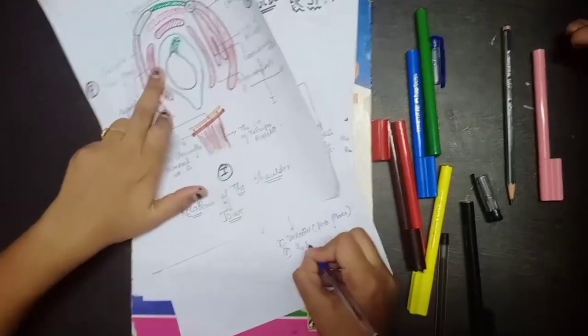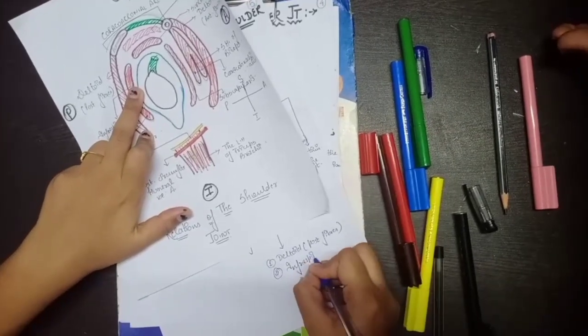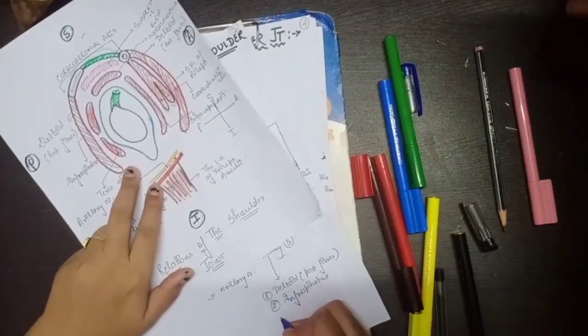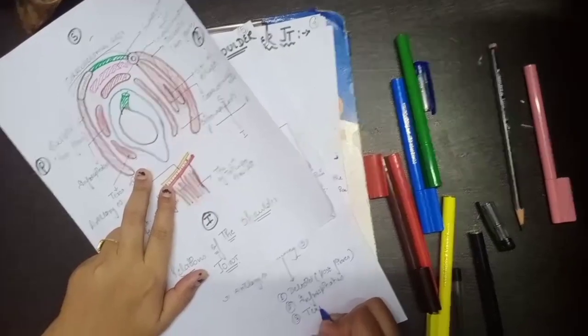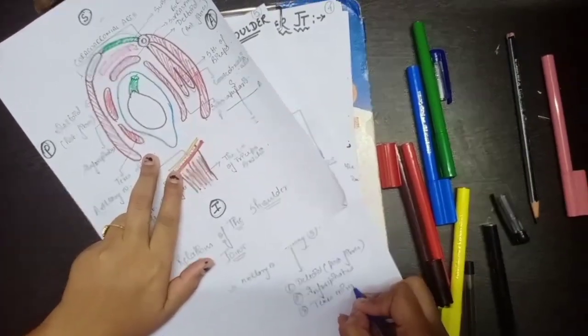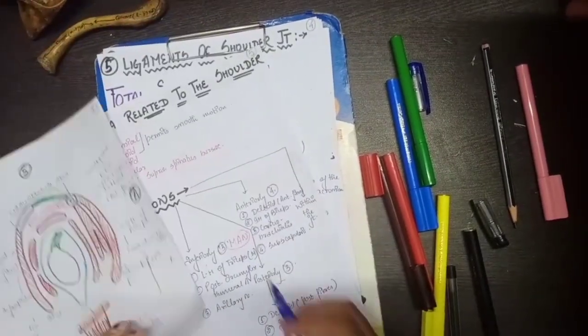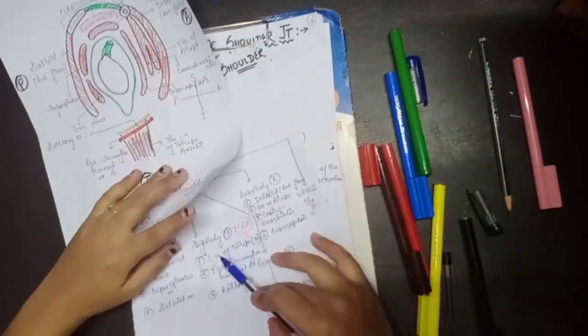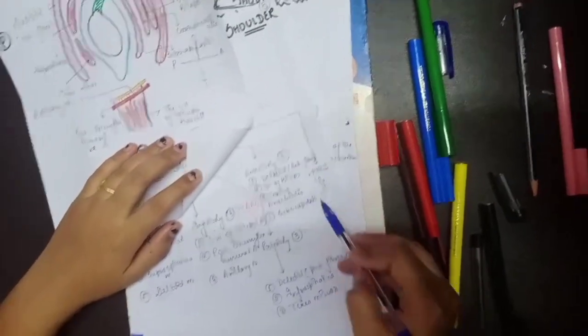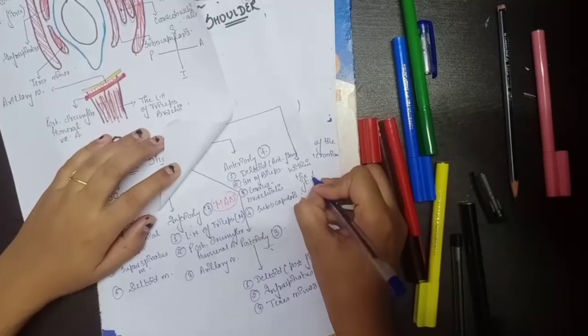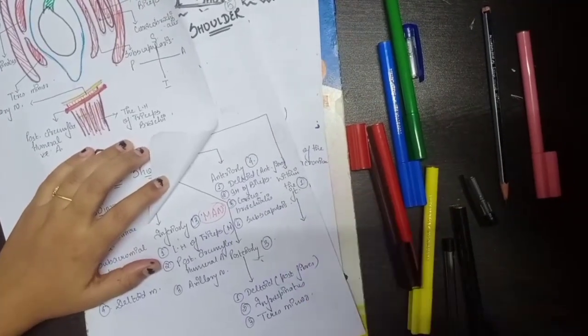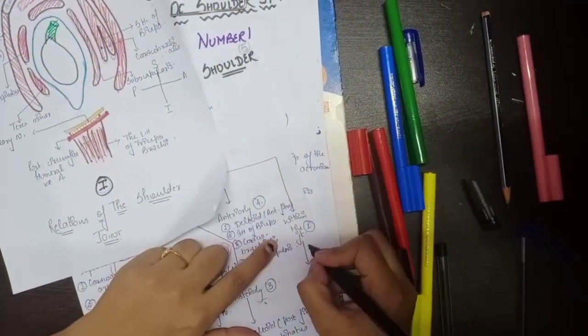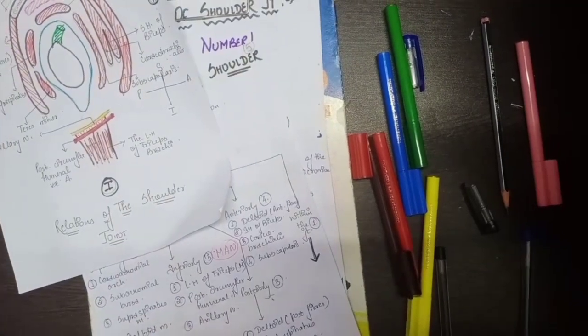Second one is your infraspinatus, which I marked here, infraspinatus. And third one is your teres minor. These are the superior, inferior, anterior and posterior relation. Within the joint, you will have only one. Okay, within the joint, this is only one. I will just mark it properly so that you don't get confused.